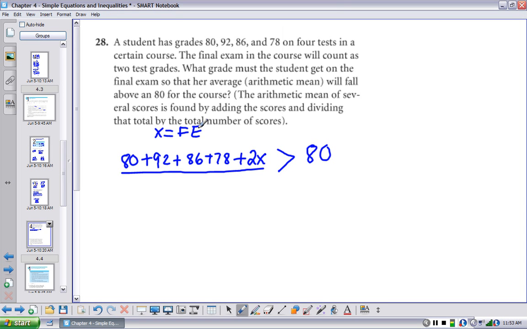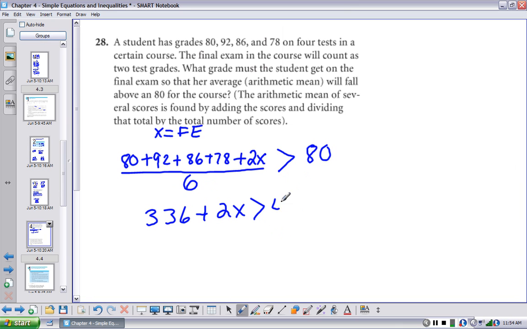Now, how many numbers do we have? We have 1, 2, 3, 4, 5. It's 6 really, because this final counts for 2 test grades. So we really divide by 6, and we can solve this inequality. First of all, when I add up 80, 92, 86, and 78, I should get 336 plus 2x. Now, I need to get rid of this 6, so I need to multiply both sides by 6.